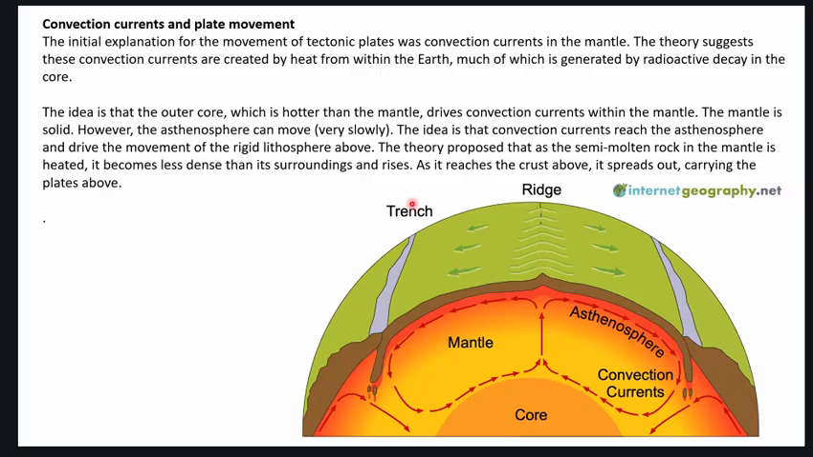Okay, I've basically explained the convection current already. So I don't know if I need to stay.